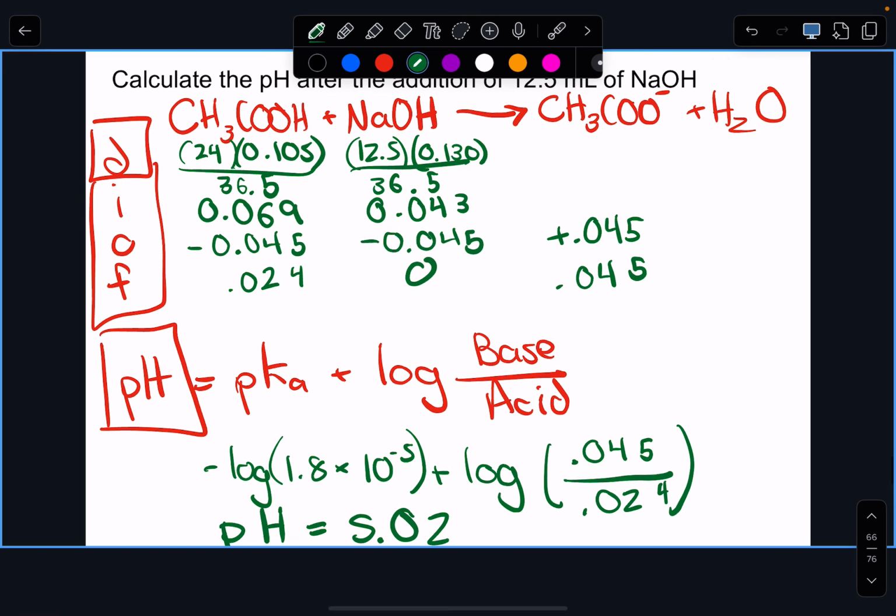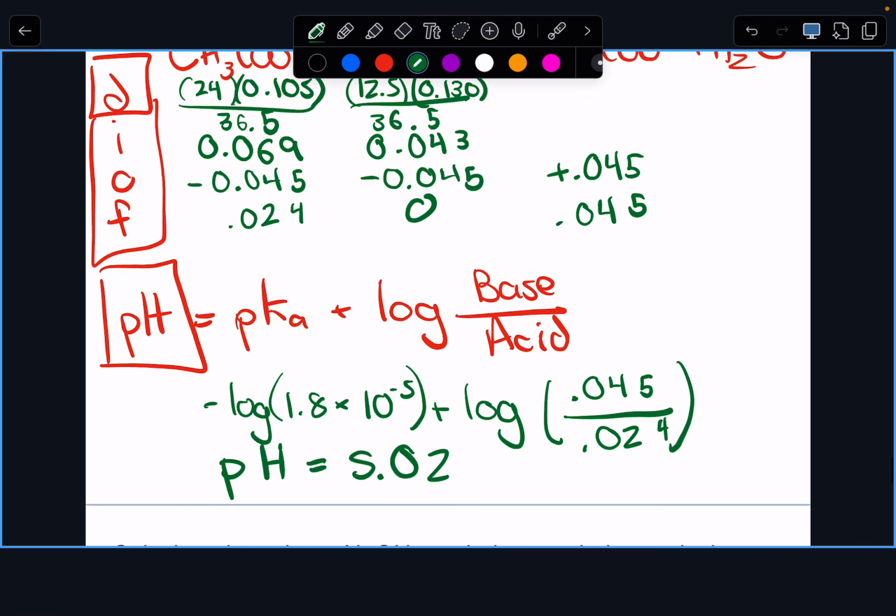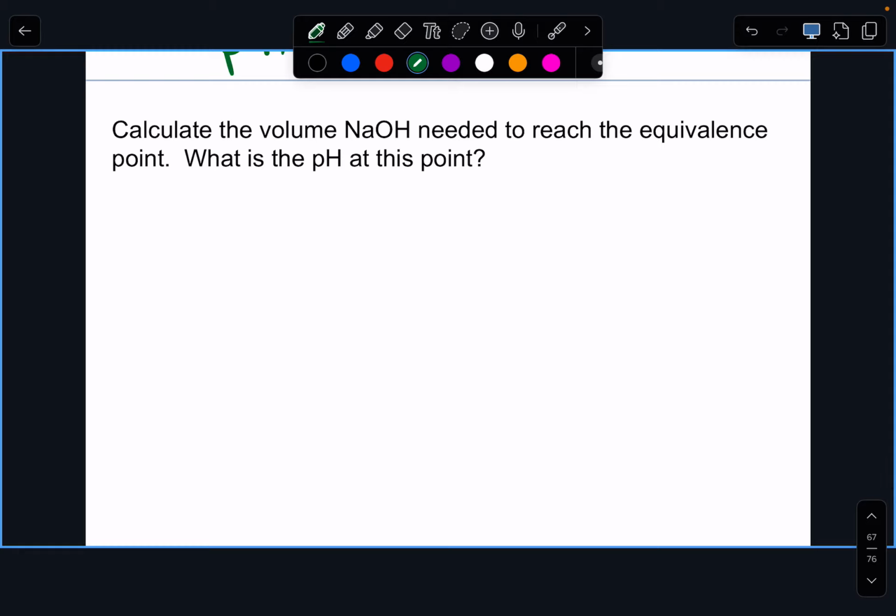Okay, questions on this one? All right. Calculate the volume needed to reach the equivalence point. What is the pH? Okay, so again, same thing as before. Moles acid equal moles base. Then for this one, because it's not strong, it's not going to be equal to 7, you need to do all of the same steps. You're mixing two things now. It's just that now you'll know the volume. First, you have to figure out what the volume is, then you'll know the volume, and you can do dilution, consumption, equilibrium.